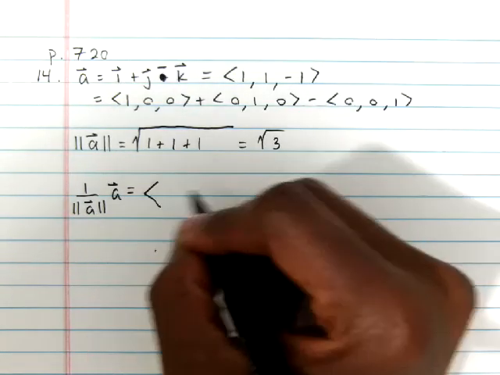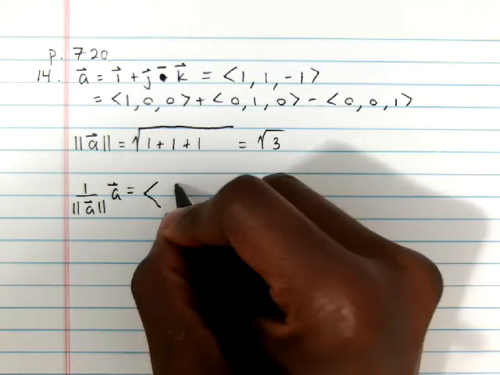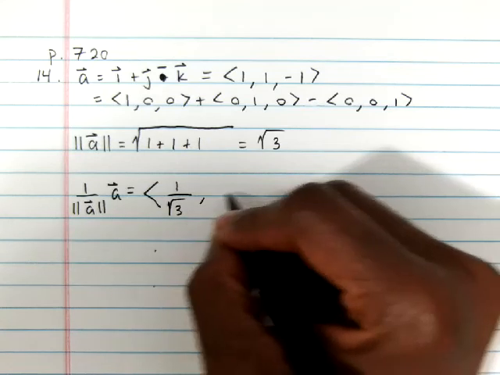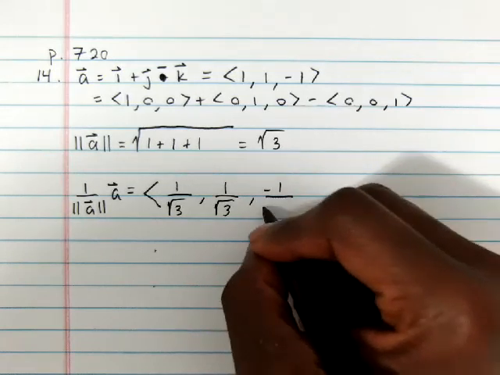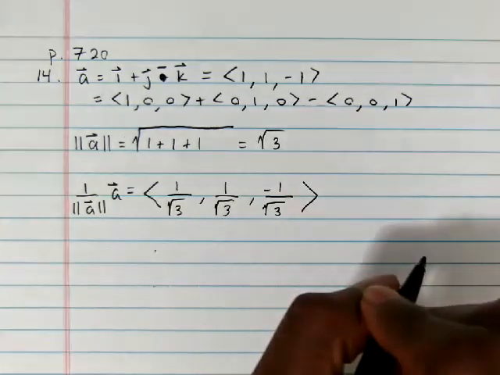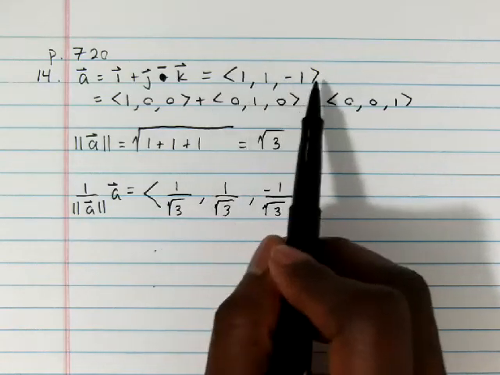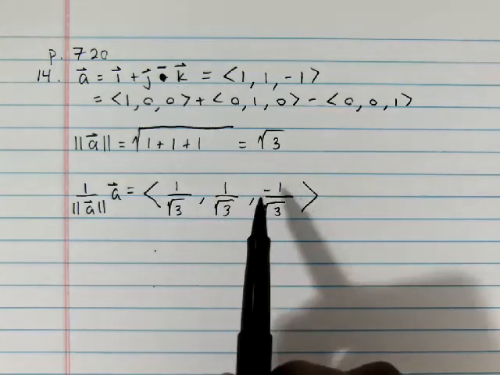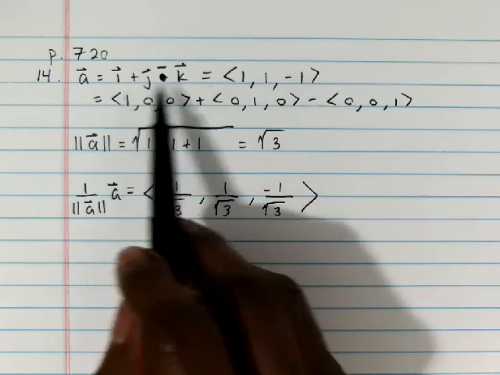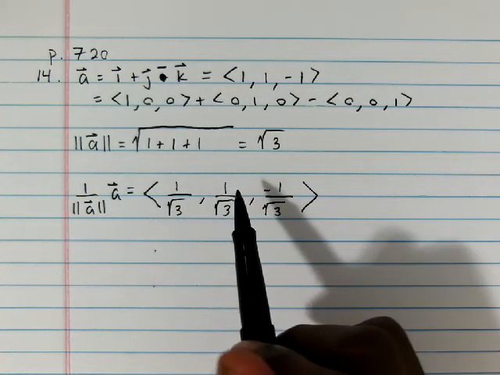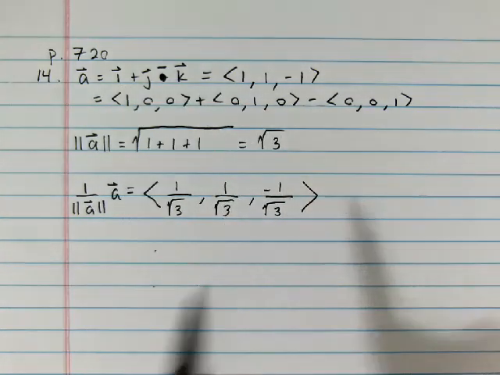This is going to be, we take the components of A and we divide each one of them by the square root of 3. So 1 over the square root of 3, 1 over the square root of 3, and then negative 1 over the square root of 3. I tend to use the bracket notation just because I think it's probably easier for students to work with than the I, J, and K notation, because computationally, this is a little bit easier to see what the numbers are. So that's why you'll see me use the bracket notation more than the I, J, and K notation. But please make sure you're comfortable with all of the different notations.